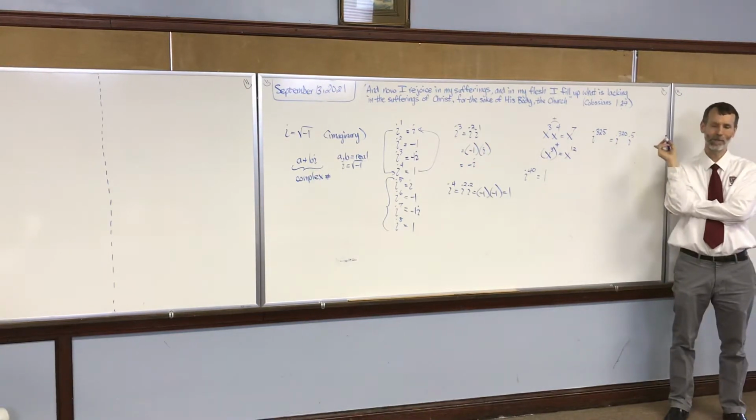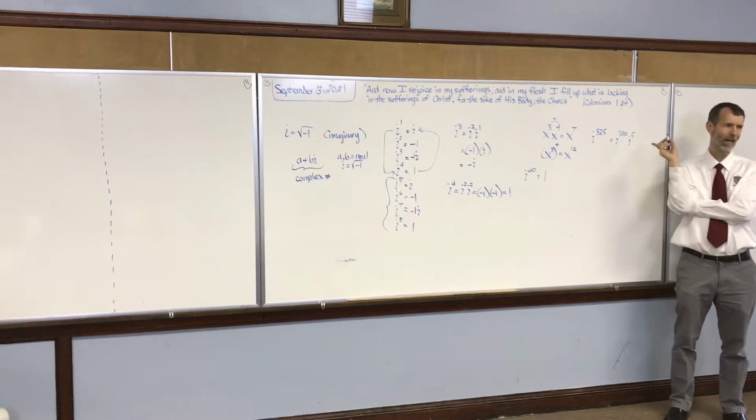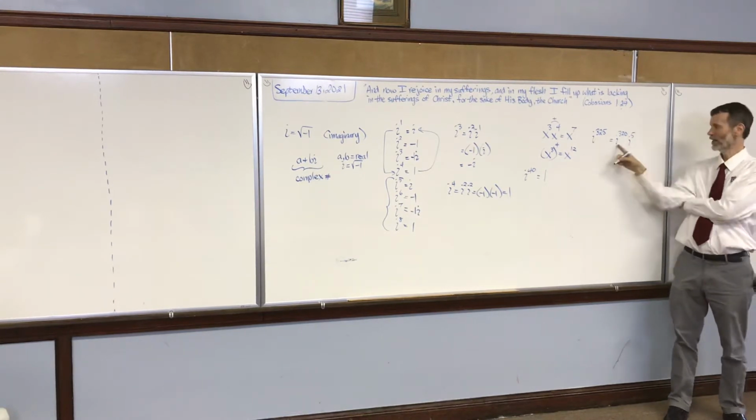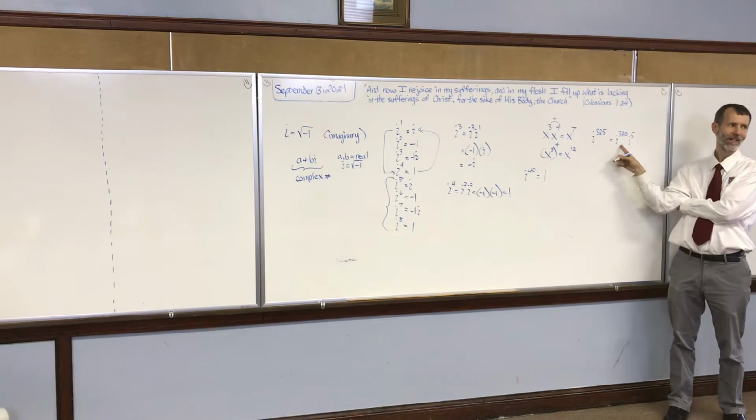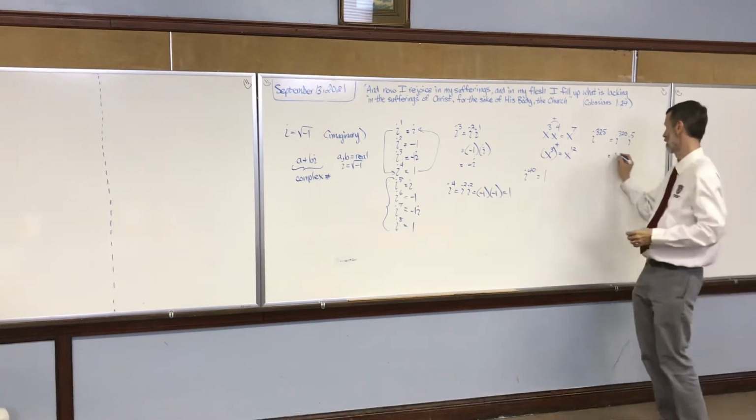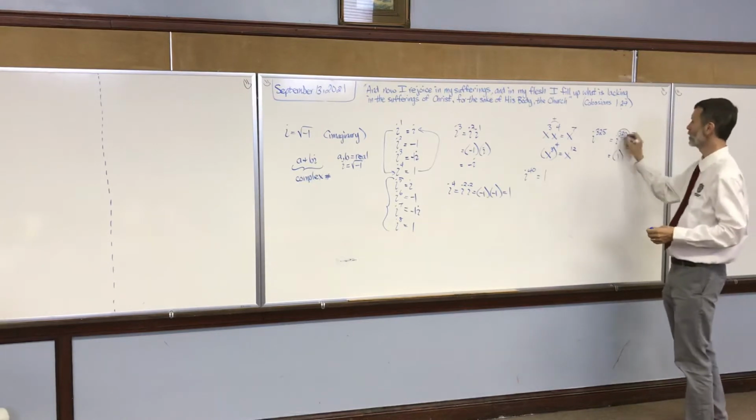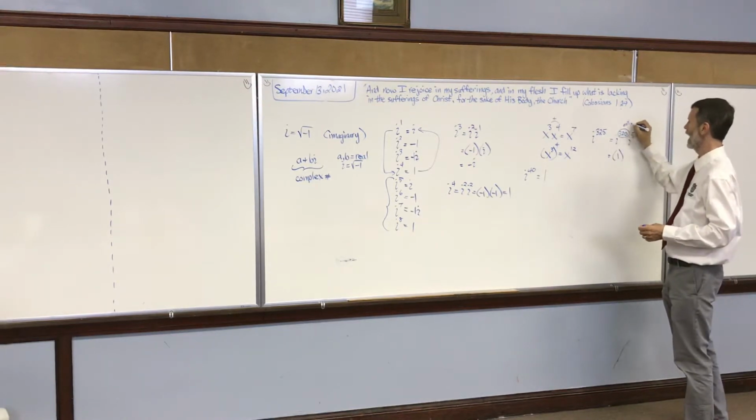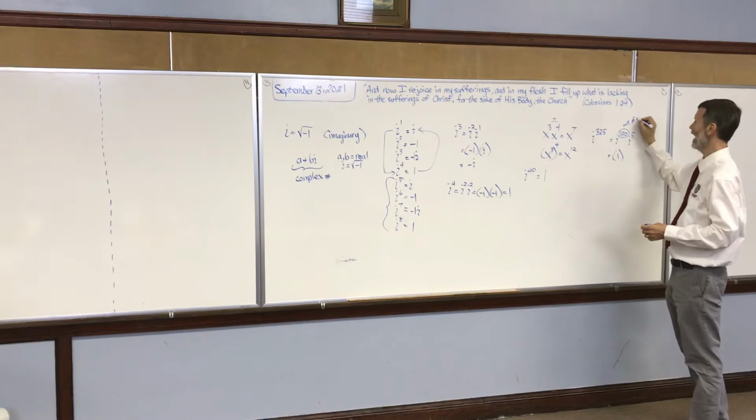Somebody tell me, Katie, what's i to the 320th power? 1. How do you get that so fast? Yeah, this is a multiple of 4. i to any multiple of 4 has to equal 1.